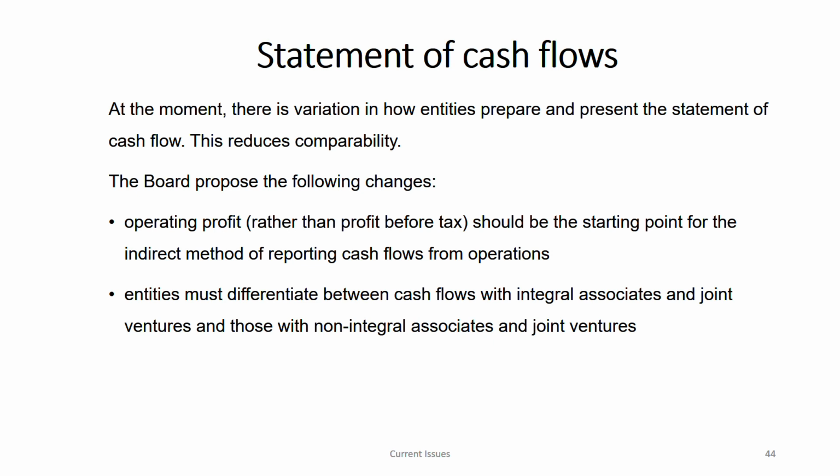Second, you need to differentiate between integral and non-integral associates and joint ventures. From the cash flow perspective, for example, the profit and loss of these will be adjusted somewhere in the operating cash flow from operations, starting with the operating profit. So there you need to differentiate between integral and non-integral. And classification choices are removed. Certain classification choices were there, for example, you might classify an item under investing also, under financing also, under operating also. Now they are removed so that comparability can be increased, right?